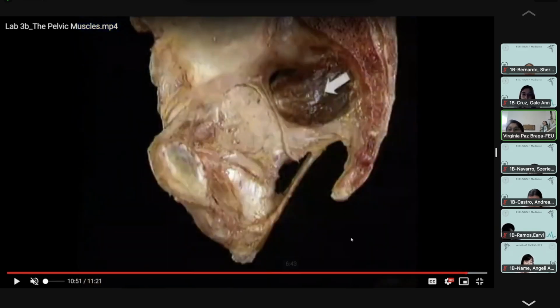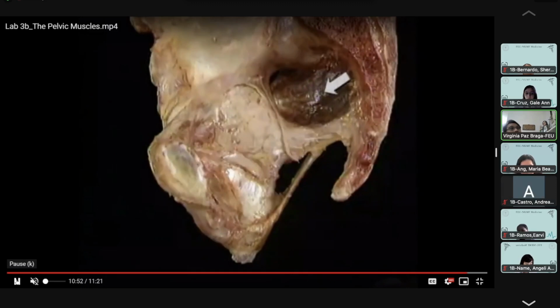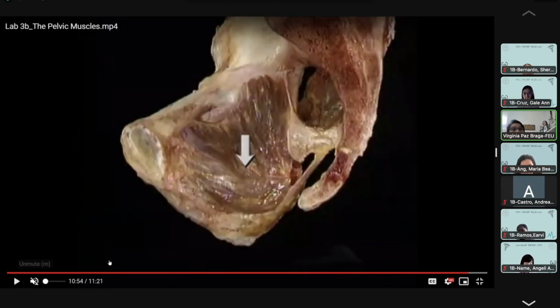Okay, what is this muscle? Piriformis po. Okay, very good. It passes through which foramen? Greater sciatic foramen. Very good. Okay. Next structure. Piriformis. Very good. Next. What is this muscle? Obturator internus po. Okay, very good. Where does it pass through? Hello po, Doc, at the lesser sciatic foramen.